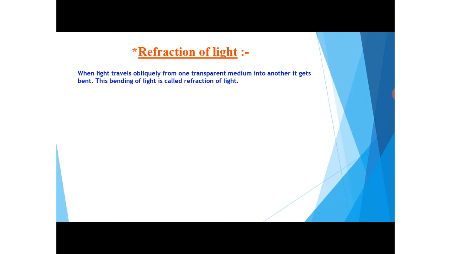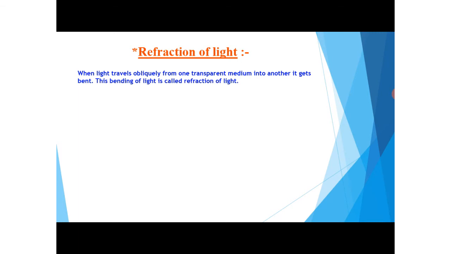Okay, so there are two cases. One case is when the light ray is going from rarer to denser, and another case is when the light ray is going from denser to rarer. Now what is the meaning of rarer and denser? A rarer medium is one in which the density of particles is less. The particles are placed far from each other. And a denser medium is one in which the density of particles is very high, so the particles are placed very close to each other.